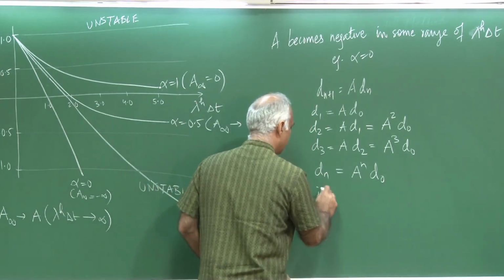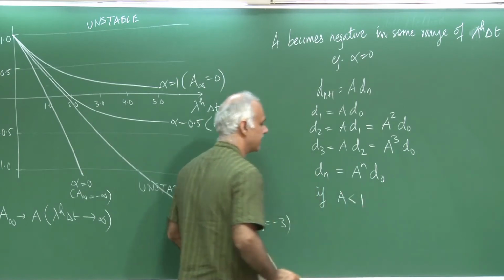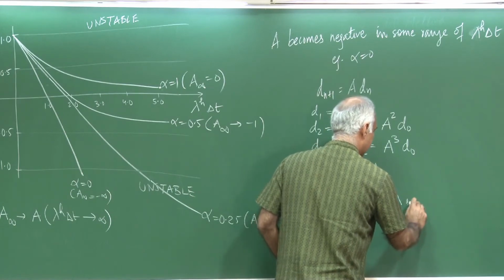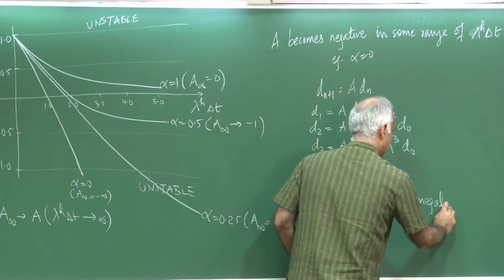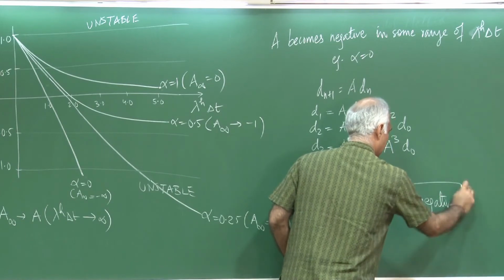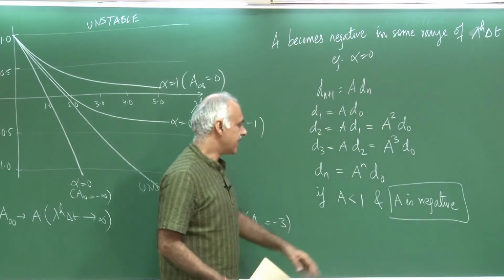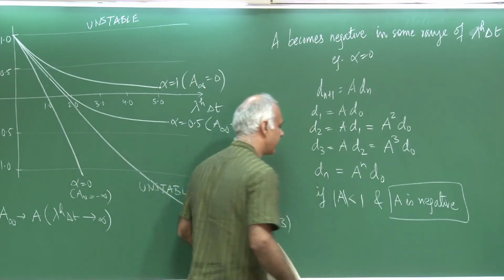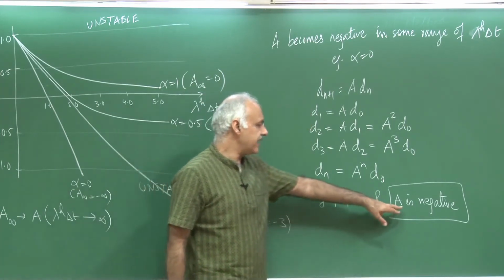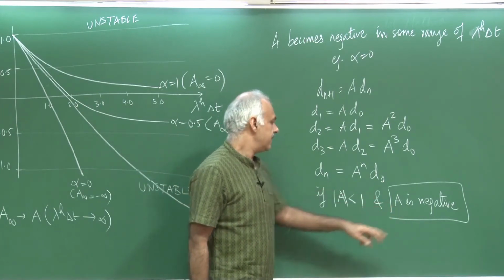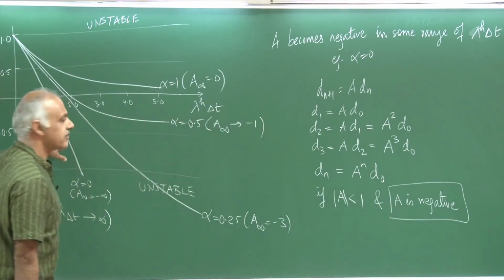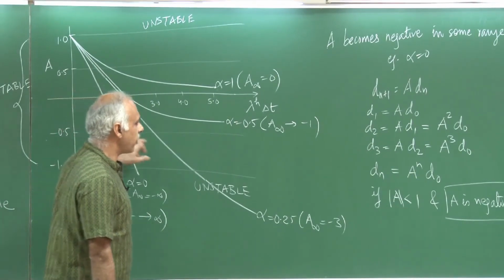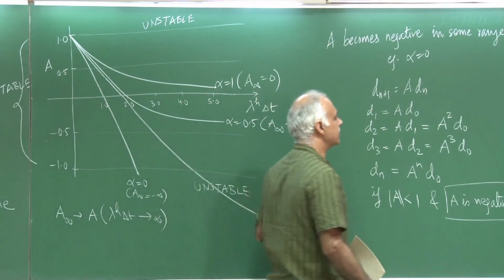So, if a is going to be less than 1 and a is actually negative, so it is a negative value, but then what I meant is that modulus of a is less than 1 and a is negative, then you would get a situation like what we have shown here. So, if you plot these values of d's, you would see the following.